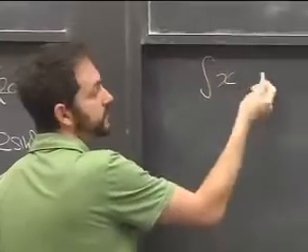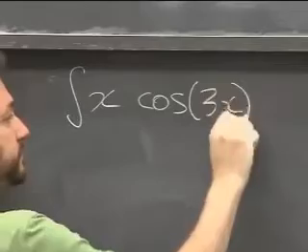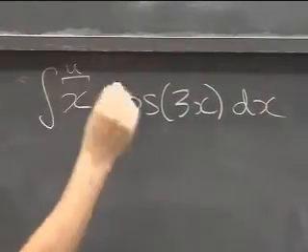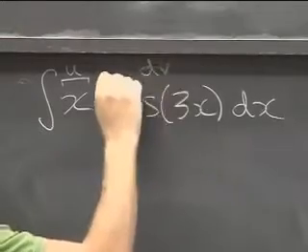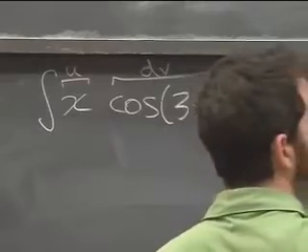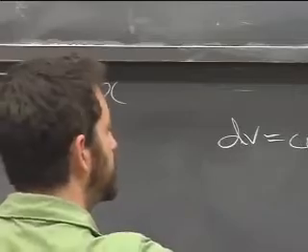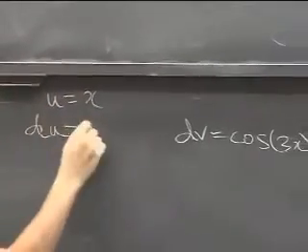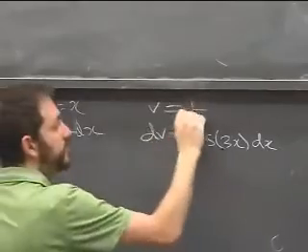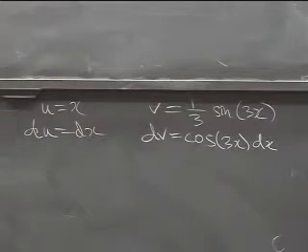Here's a slightly more exotic example. Suppose instead I wanted the integral of x cosine 3x. Okay, again, I'll let this be u, and I'll let this be dv. So u is x again. This time dv is cosine 3x dx. Again, du is dx, no problem. But v is now the integral of cosine 3x, which is 1/3 sine 3x. Again, plus c not needed.